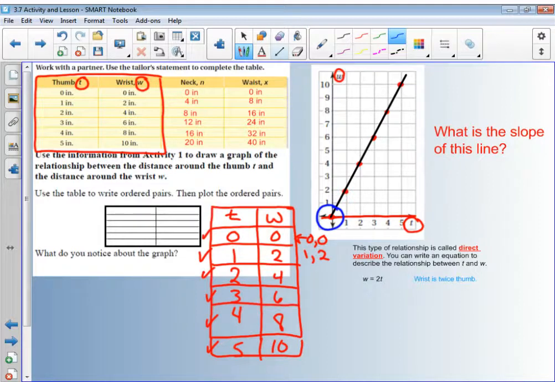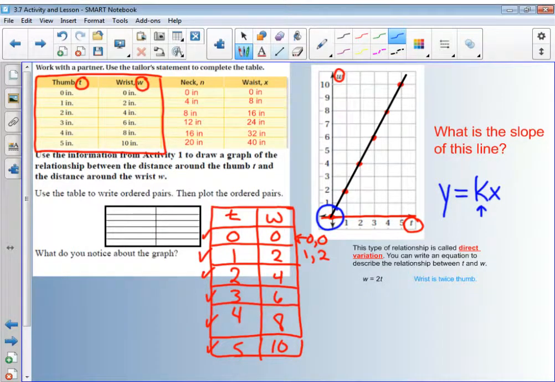You can also write it out as an equation to describe the relationship between T and W. The standard equation when you're working with X's and Y's is Y equals K times X, and our K, which we'll learn more about in a future part of this lesson, stands for the constant. So we have to figure out what that K is. Well, K is the same as the slope.